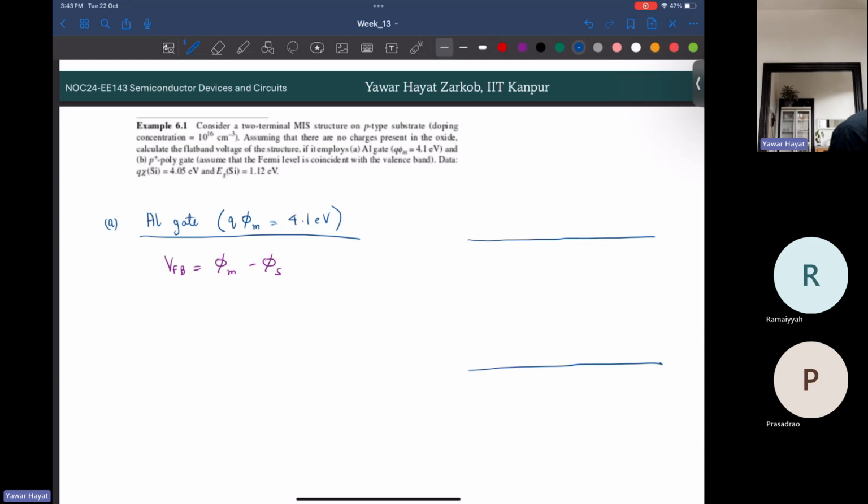Okay, so it's a p-type substrate. If it's p-type, where should the Fermi level lie? Below the intrinsic, closer to the valence band. Yeah, somewhere around here. Agreed? This would be your EF, this would be your EI, this would be your EC, this would be your EV. Now, the question is, okay, then there is the vacuum level, right?